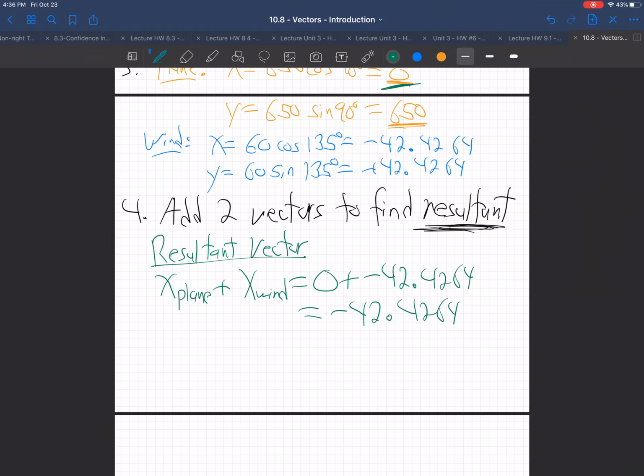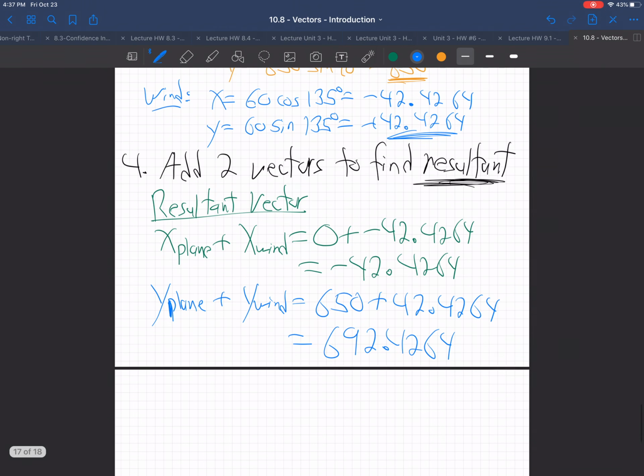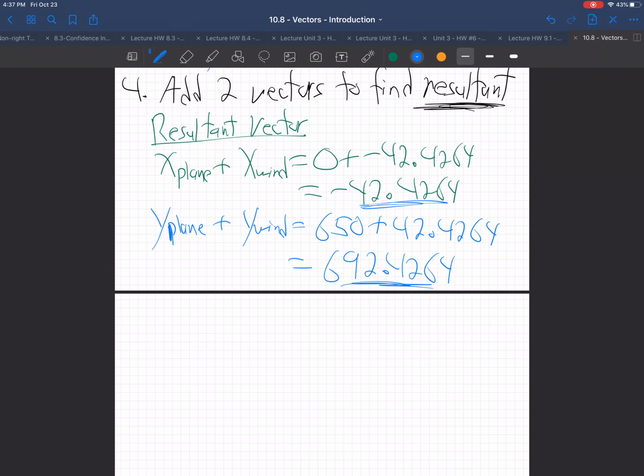Because the wind's the only sideways vector, and then the y from the plane plus the y from the wind. And what's that going to be? The y from the plane is 650 plus the y from the wind vector is 42.4264. So you add those together, we get 692.4264. All right, so we've got the resultant vector, the x and the y of the resultant vector.